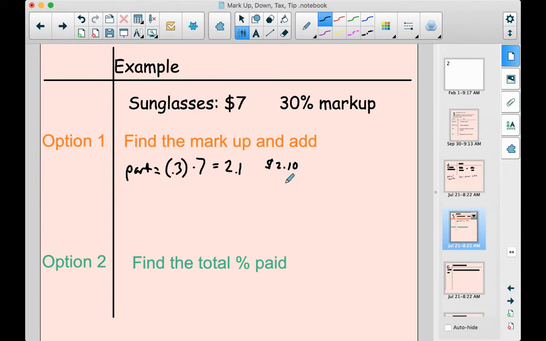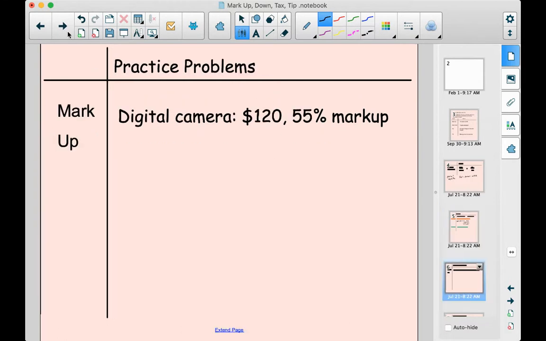Okay, now I'm not going to sell it for $2.10. That's less than what I paid, right? I'm going to add this on so that this is what I earn. So I'm going to sell it for $9.10, adding these together so that I get back the 7 I spent plus another $2.10 profit. Okay. So let's actually do a couple more like that before we come back to option two.